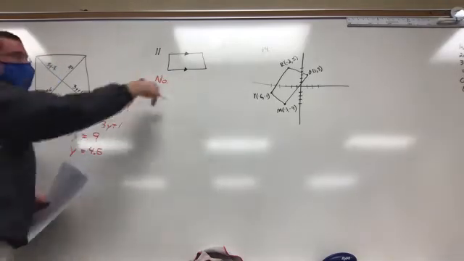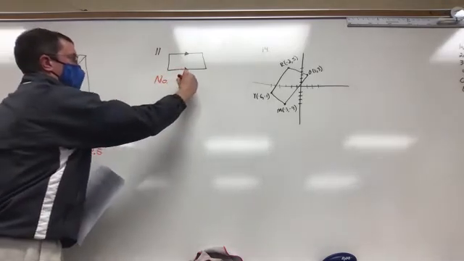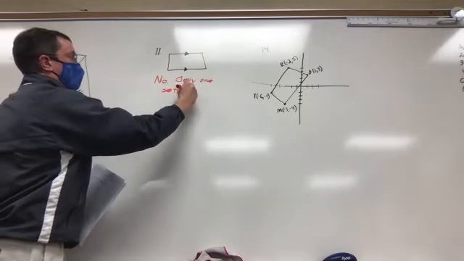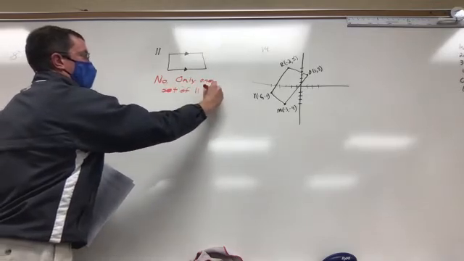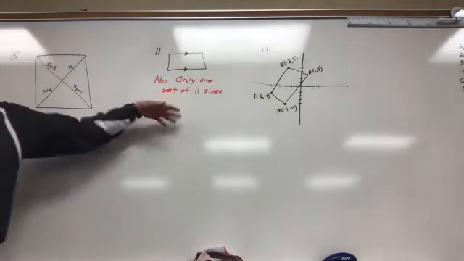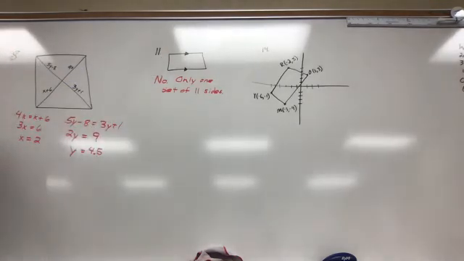And then for your justifying, you just kind of have to explain it. I'm just going to say there's only one set of parallel sides. You could obviously word that differently and explain the same thing. As long as your explanation is describing what's happening here, you're good.